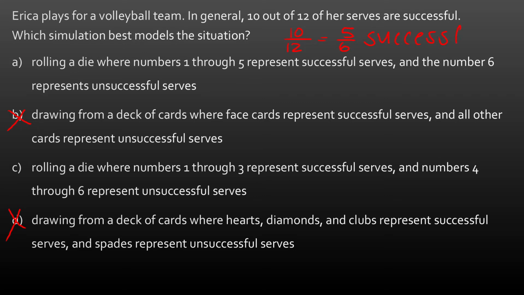Okay, so when I'm reading my 2 different options, I want to pick the one that represents successful serves the most. So the first one here says rolling a dice where numbers 1 through 5 represent successful serves. Well, this one's pretty good, right? 1 through 5, that's 5 out of 6 that represent successful serves, and there's only that one number that represents unsuccessful. So we found our answer.